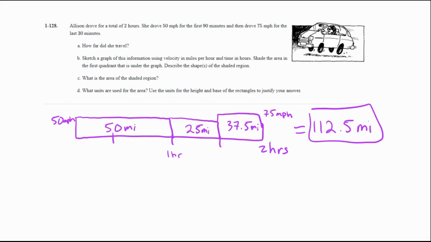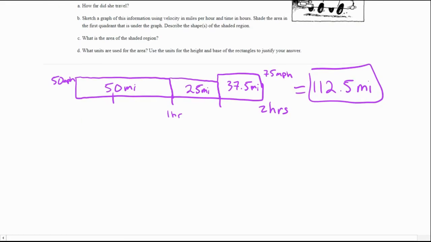Next, it says sketch a graph of this information using velocity in miles per hour and time in hours. I kind of did this already by accident. So shade the area in the first quadrant that is under the graph. Describe the shape of the shaded region. Okay, yeah, my bad. I kind of went ahead of this, I guess, by accident.